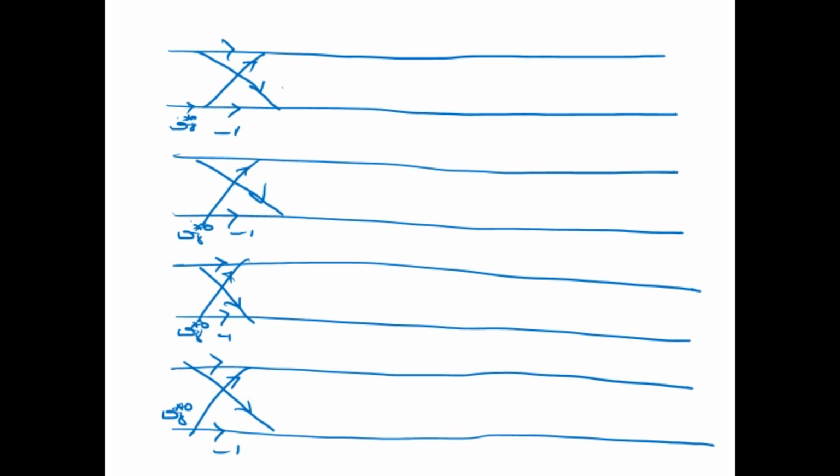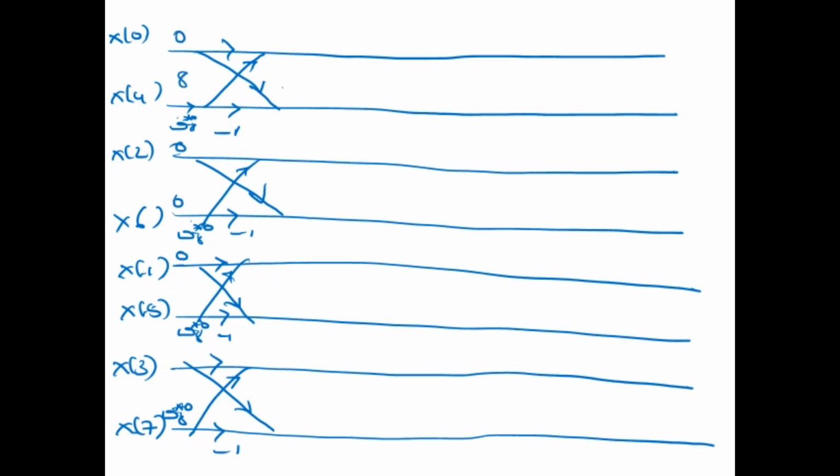So for this, input is in the bit reversed order: x of 0, x of 4, x of 2, x of 6, x of 1, x of 5, x of 3, and x of 7. So inputs are 0, 8, 0, 0, 0, 0, 0, 0. So first stage output will be according to the formulas 8, minus 8, 0, 0, 0, 0, 0, 0. Next draw the second stage butterfly.